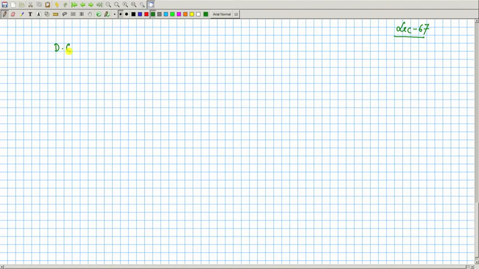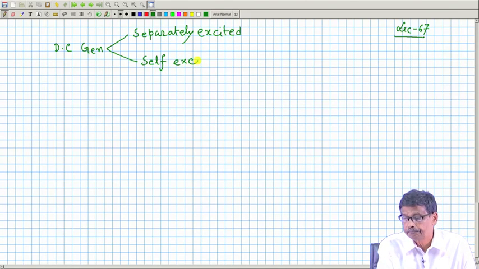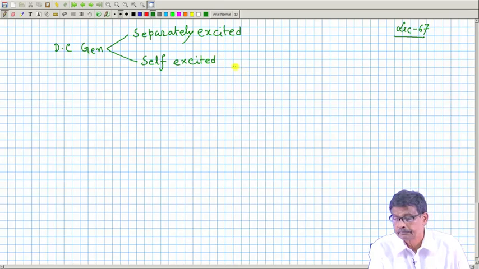So, welcome to the 67th lecture on Electrical Machines 1. We have been discussing the DC generator, and DC generators are primarily of two types. One is the separately excited generator, and the other is called the self excited or shunt generator. Why is it self excited?